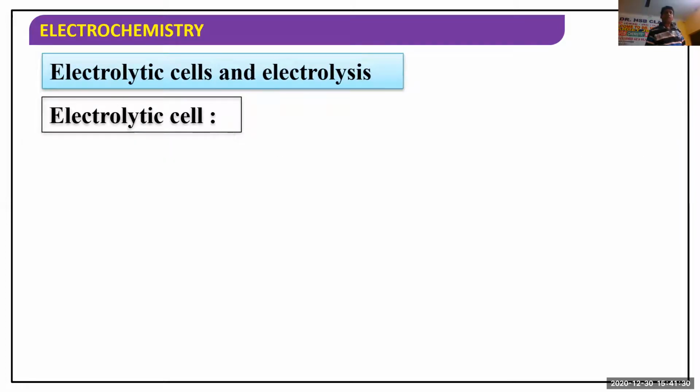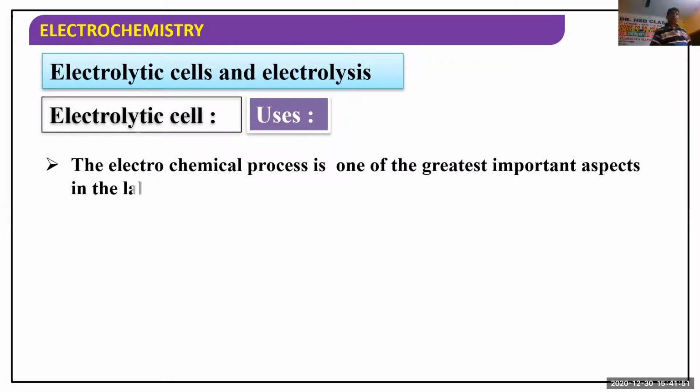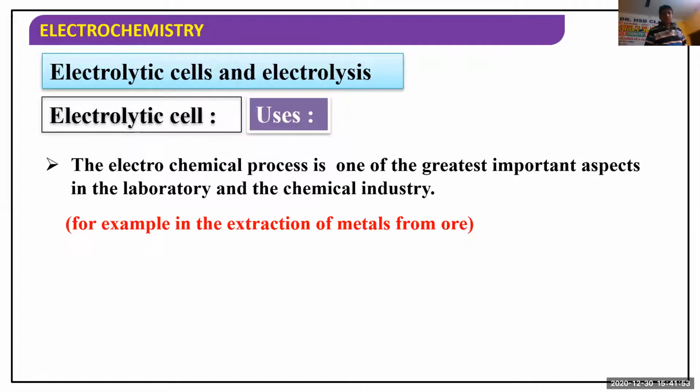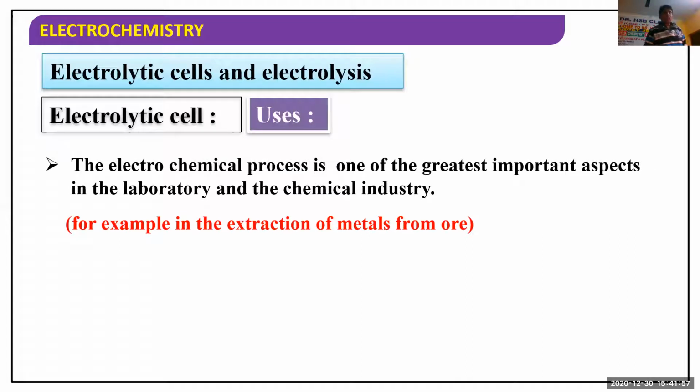So, what are the uses of an electrolytic cell? The electrochemical process is one of the greatest important aspects in the laboratory and the chemical industry also. So, for example, in the extraction of metals from ore.